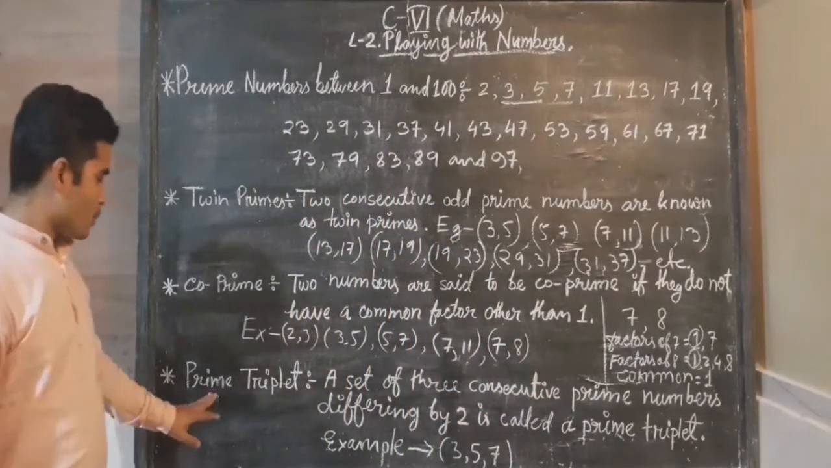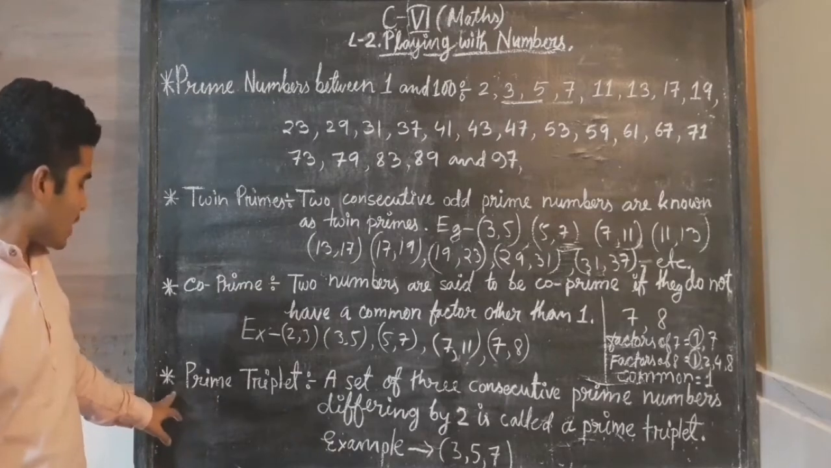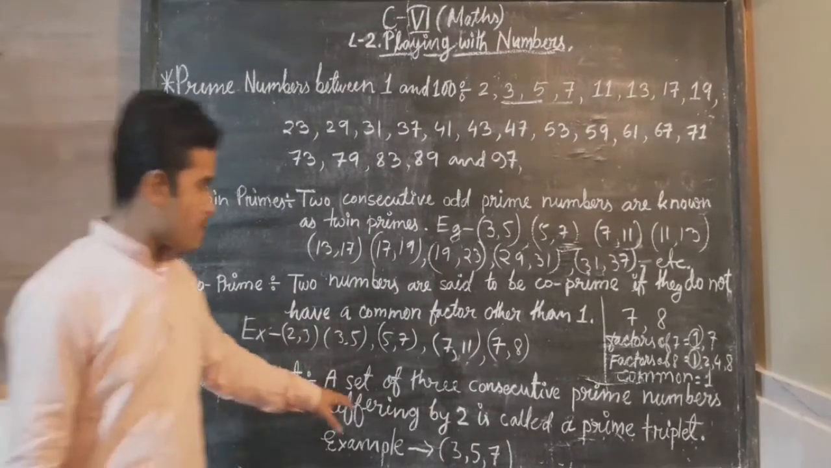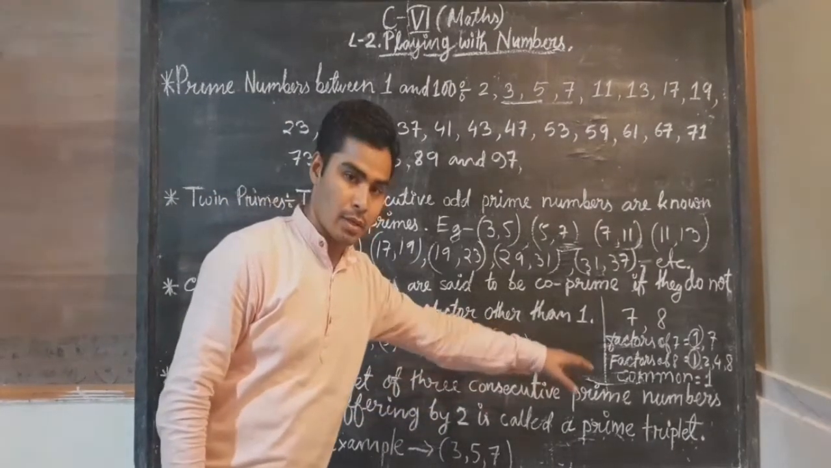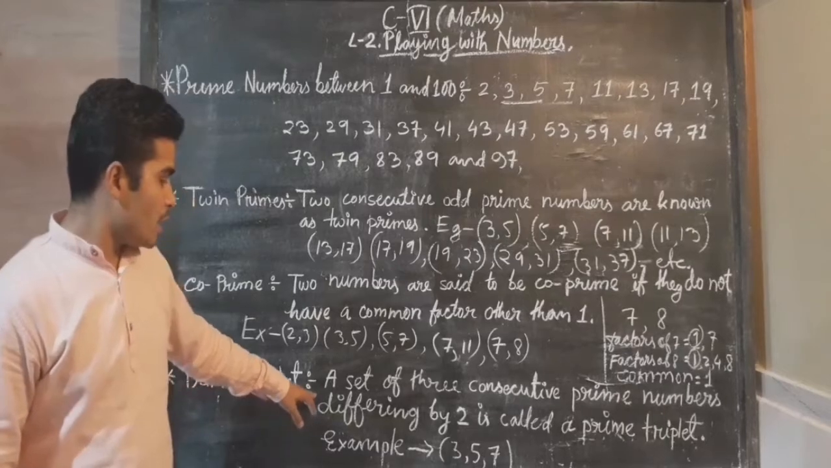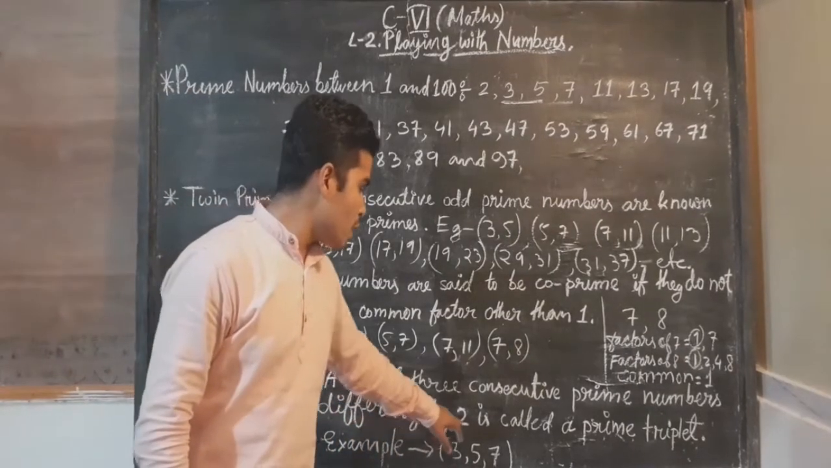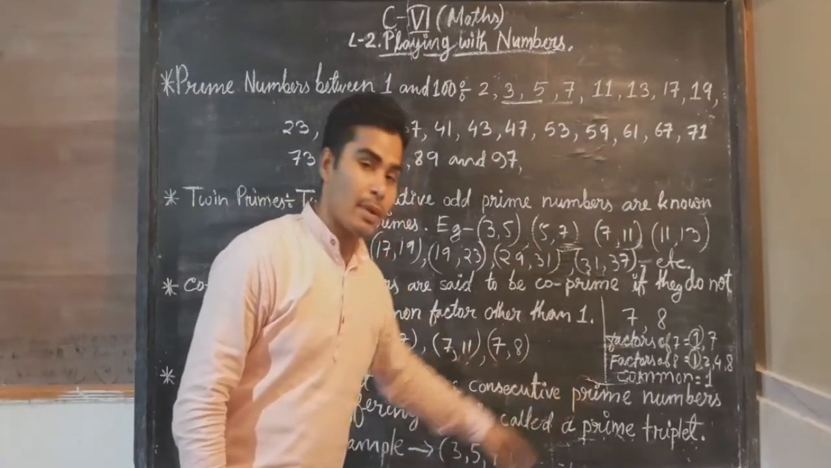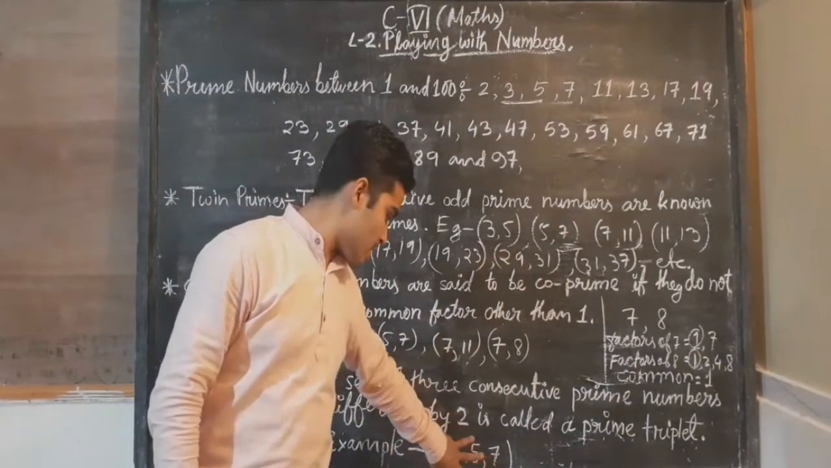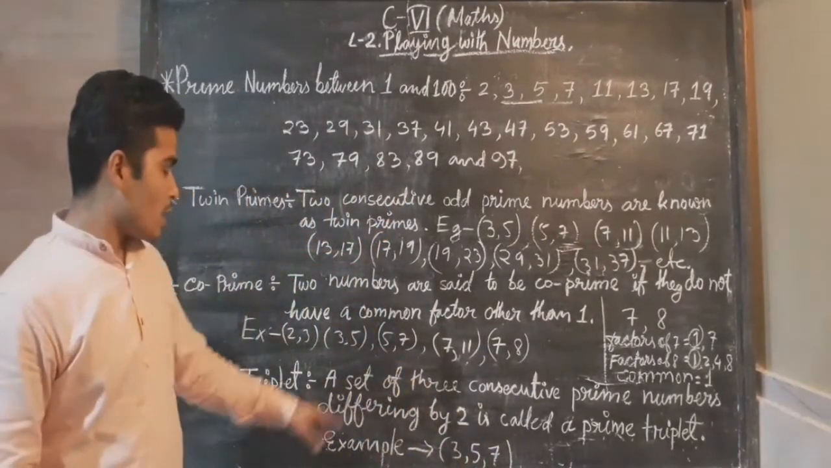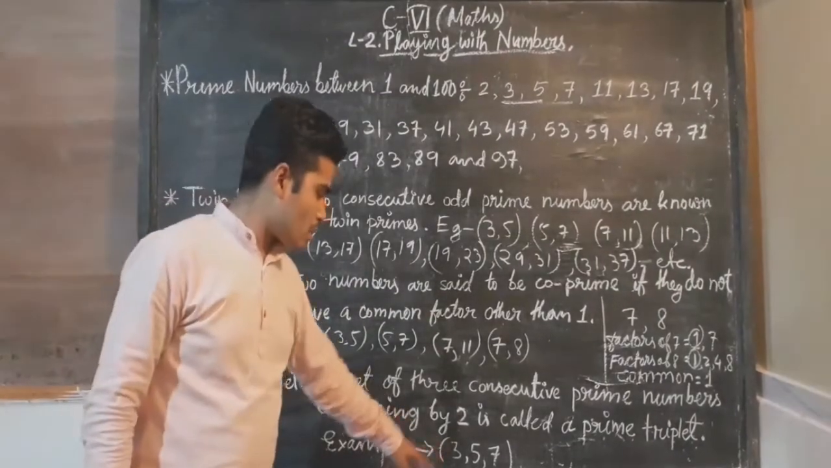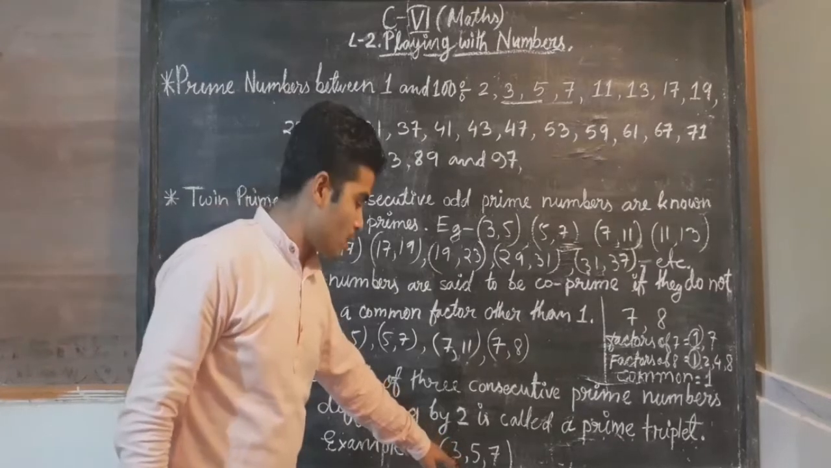Now move to the next topic, that is prime triplet. What is a prime triplet? A set of three consecutive prime numbers differing by 2 is called a prime triplet. You can see I have given an example: 3, 5 and 7. This is a set of prime triplet because they differ by 2.